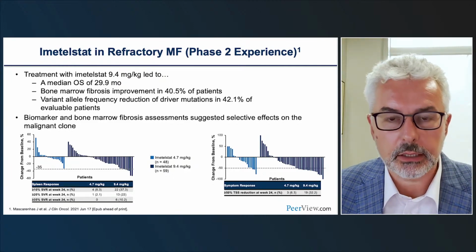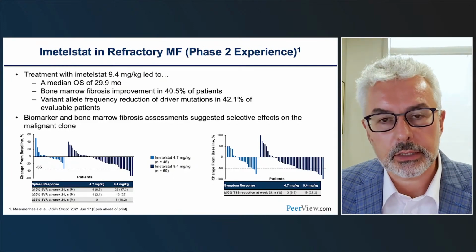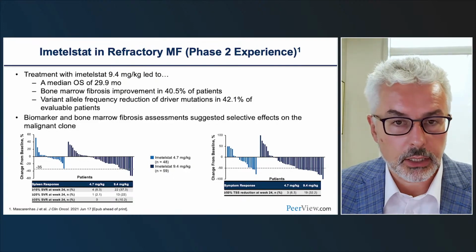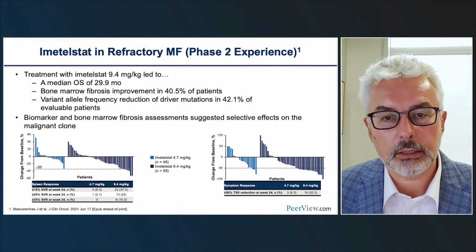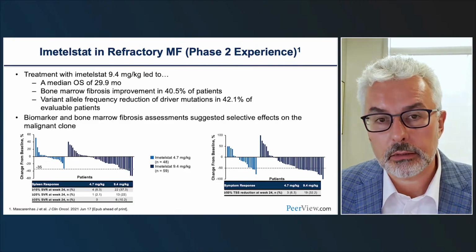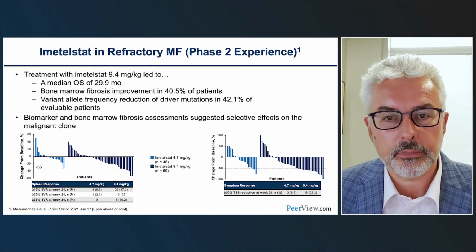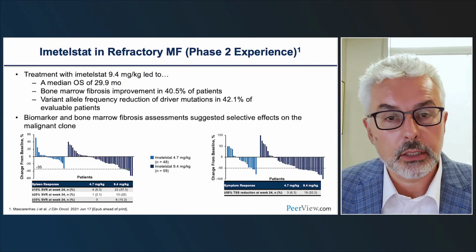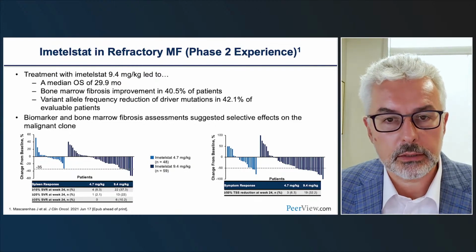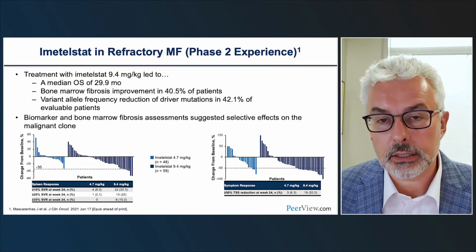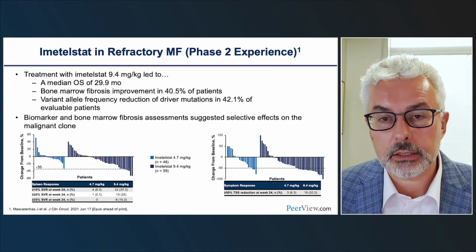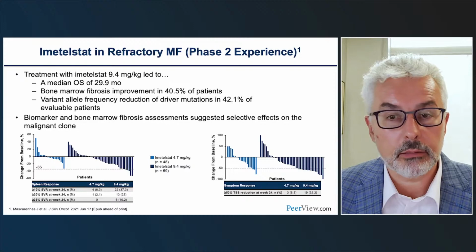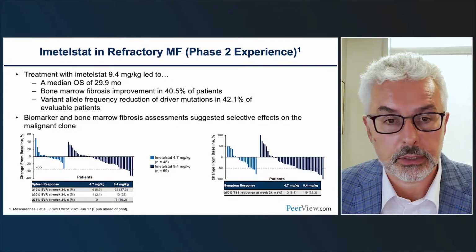So in this study, giving this medication imetelstat IV every 3 weeks, the higher dose, 9.4 milligram per kilogram, led to a median overall survival of close to 30 months. In addition, there were a significant number of patients with some bone marrow fibrosis decrease or improvement. And as I showed for other drugs, also in this study there was a reduction in driver mutations in a number of patients. 42% of the patients had that as well.